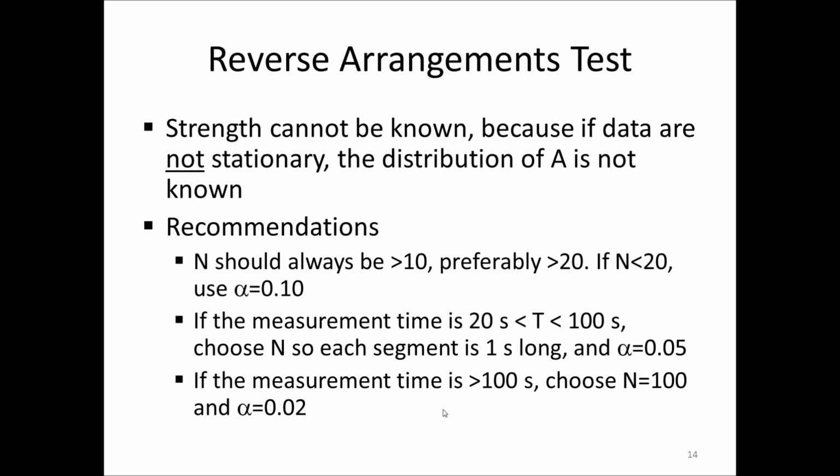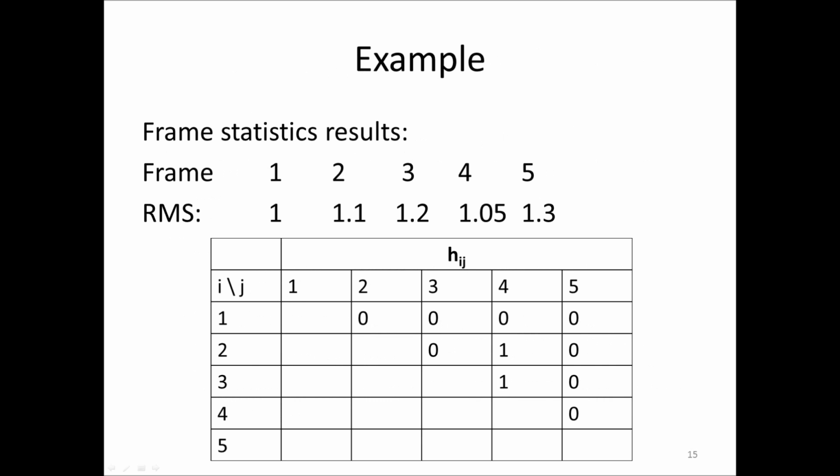If the measurement time is between 20 and 100 seconds, then the number of frames should be chosen so that each segment is 1 second long, and the significance level alpha should be chosen as 0.05. And finally, if the measurement time is more than 100 seconds, we should use 100 frames and use a significance level of 0.02. Let's look at an example of a reverse arrangements test.